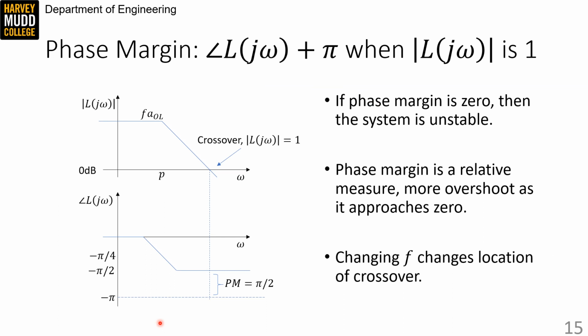So, here's a Bode plot of the loop gain for a first order L of j omega. We can see the magnitude slope turn down at the pole location P and then continue going down forever. And at some point it crosses over the 0 dB axis here, and that point is called crossover. It's where the magnitude of L of j omega is equal to 1.